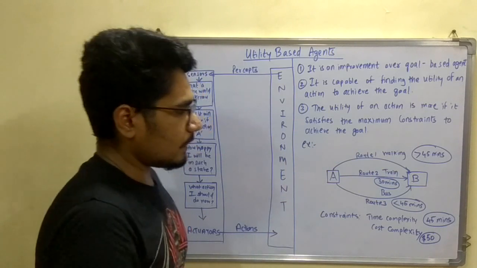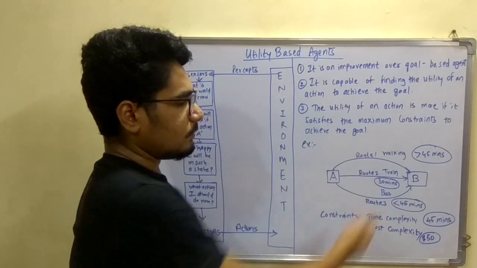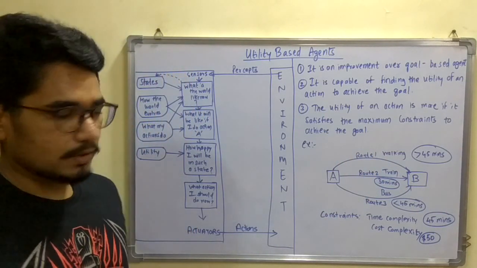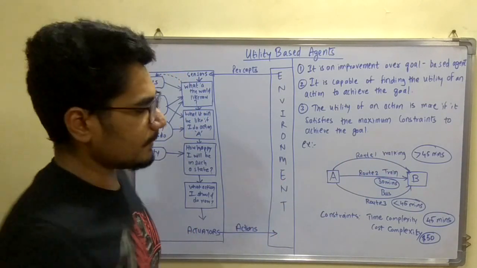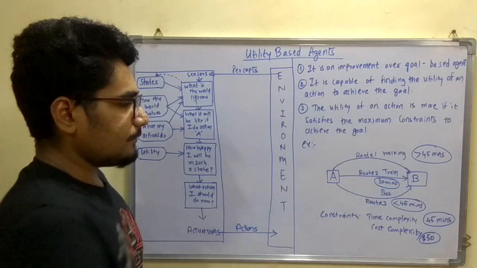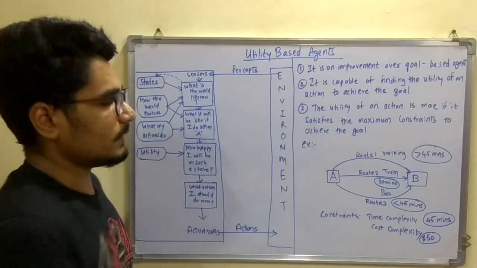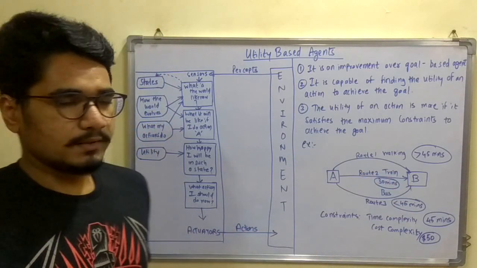Now if you go by train or metro, then you may reach your destination in 30 minutes, which is more or less acceptable. And if you go by bus, then it would take less than 45 minutes. Moreover, if it comes to 30 minutes, then that's fine.